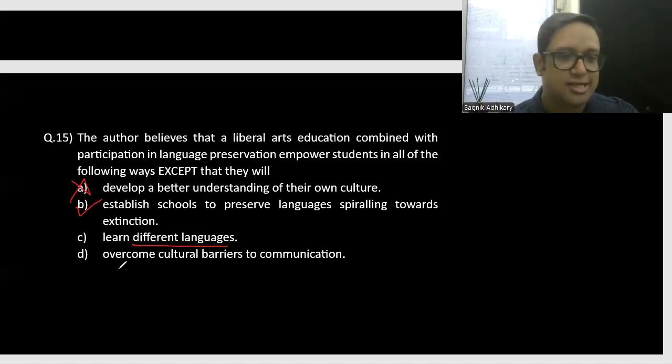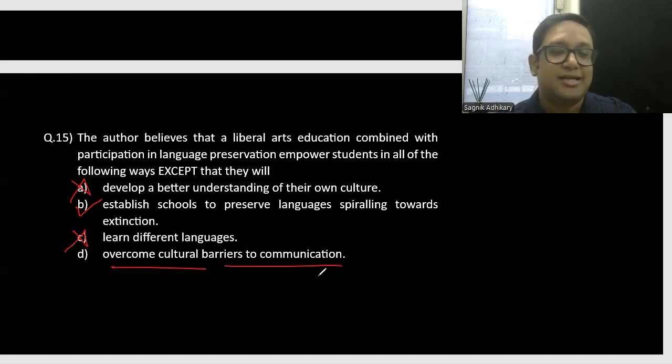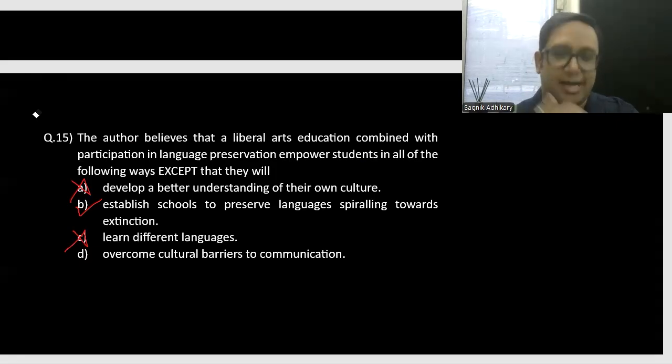Learn different languages, directly relevant. Students who learn different languages are able to understand cultures better and preserve cultures. Not a valid choice. Overcome cultural barriers to communication, again very much relevant. If they are able to understand other languages and cultures better, they'll be more tolerant and inclusive of them. So D is not a valid choice. The correct answer is option B.